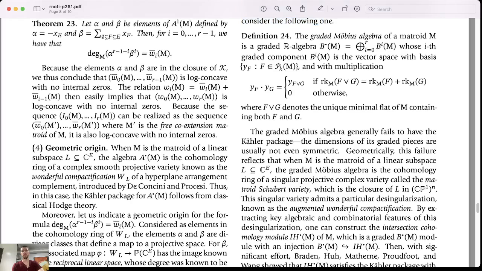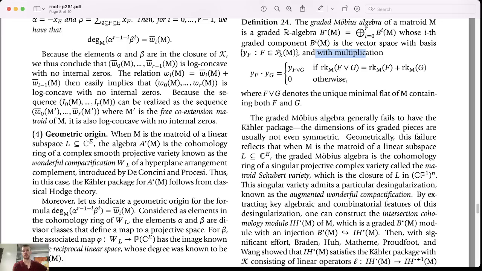Definition: the graded Möbius algebra of a matroid M is a graded real algebra B^•(M) = ⊕_{i=0}^{r} B^i(M), whose ith graded component B^i(M) is the vector space with basis y_F such that F is in P^i(M), and with multiplication y_F · y_G = y_{F∨G} if rank_M(F∨G) = rank_M(F) + rank_M(G), and 0 otherwise, where F∨G denotes the unique minimal flat of M containing both F and G.